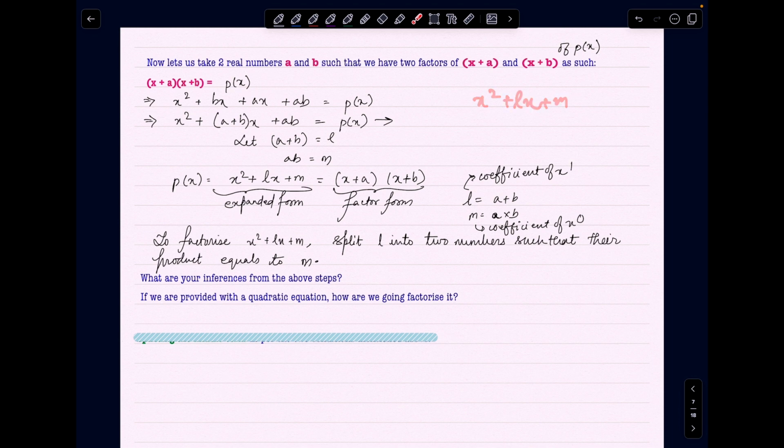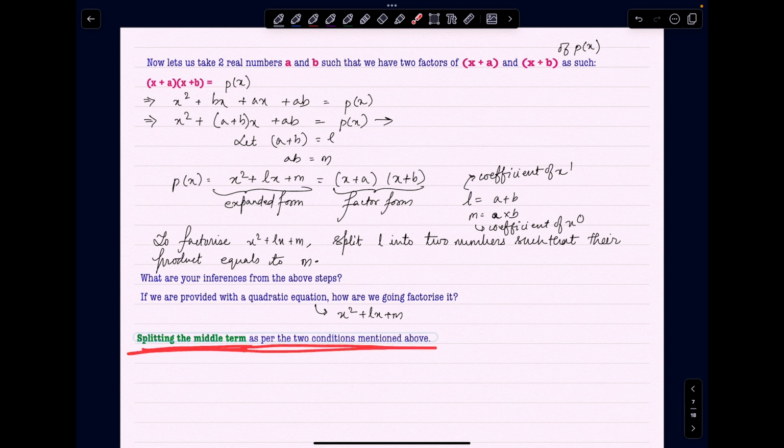So here it is saying that if we are provided with a quadratic equation, x square plus lx plus m, how are we going to factorize it? We are going to factorize it by splitting the middle term as per the two conditions mentioned above.